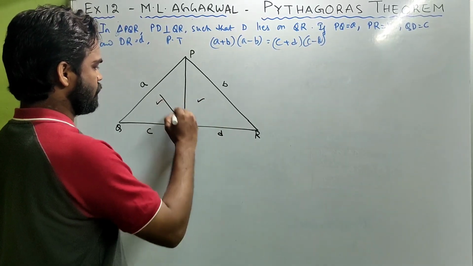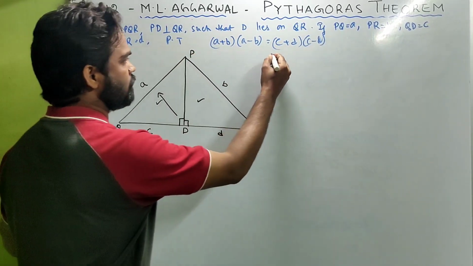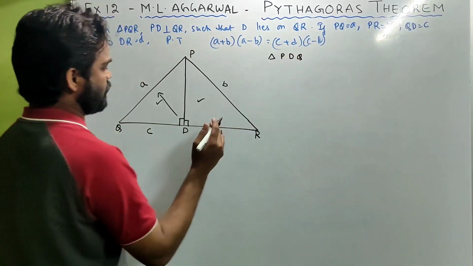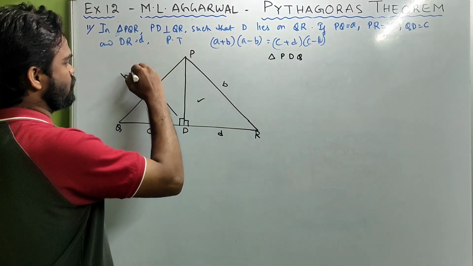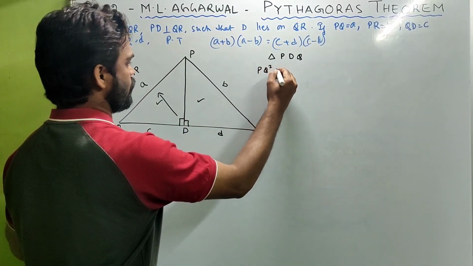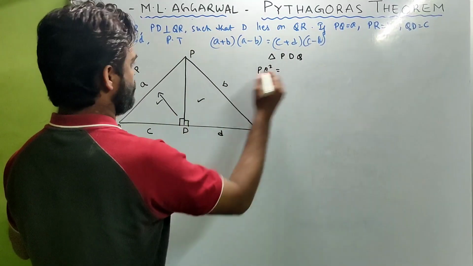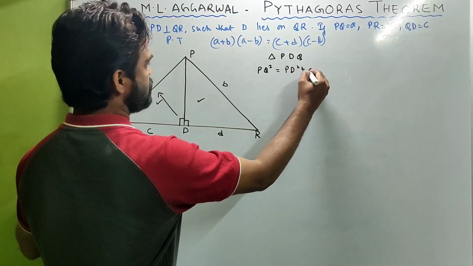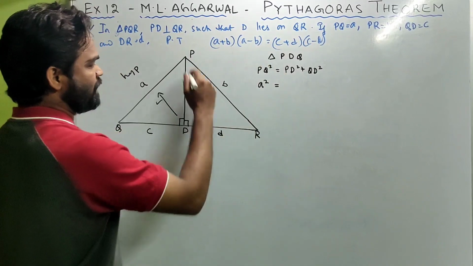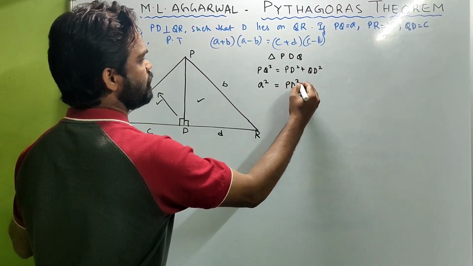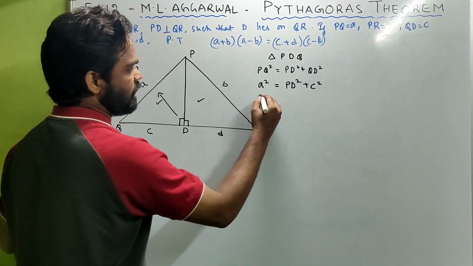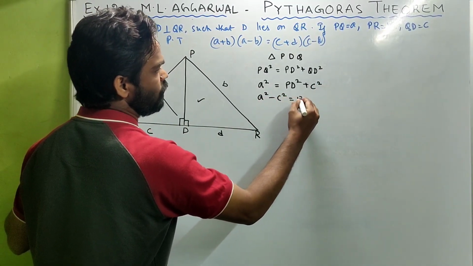Take these two triangles. Now in this triangle, triangle PDQ, if you look carefully, PQ is the hypotenuse, opposite to 90 degrees. So PQ square is equal to PD square plus QD square. PQ is a, so a square. PD, just write it like PD only, PD square. And QD we can write c square, which means a square minus c square is equal to PD square.